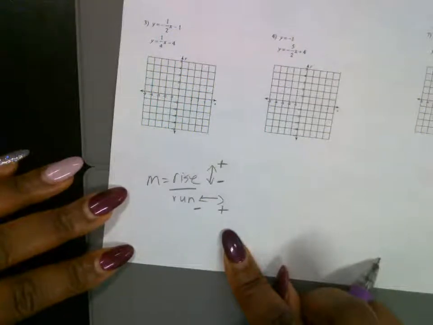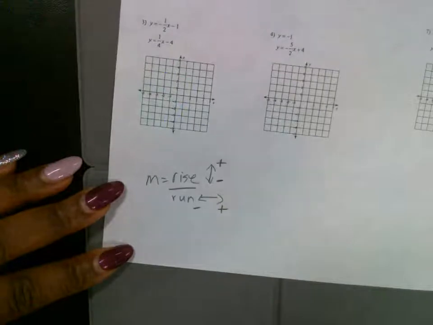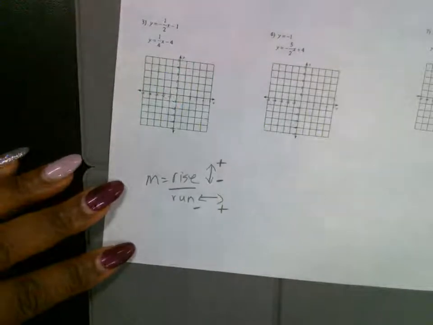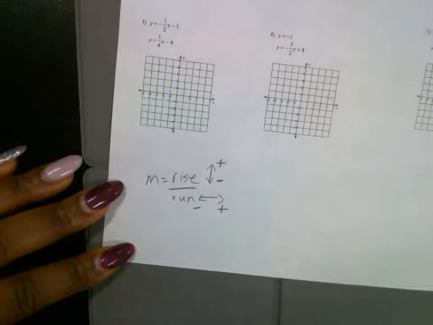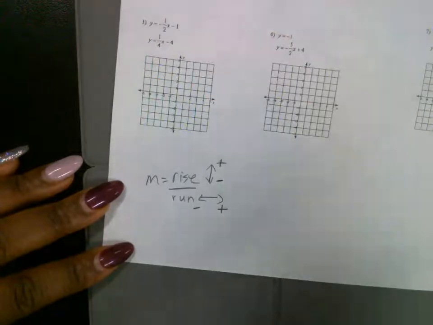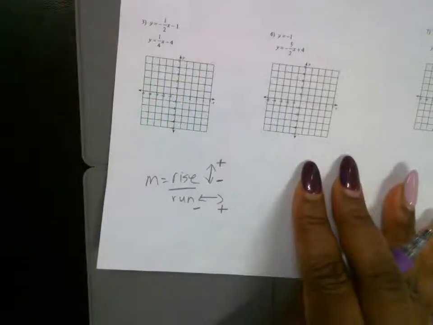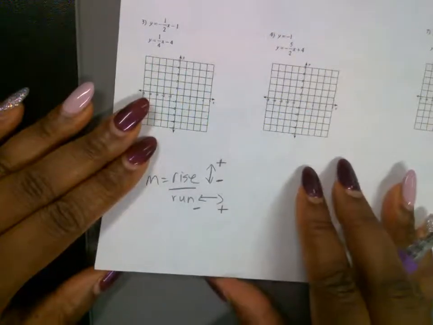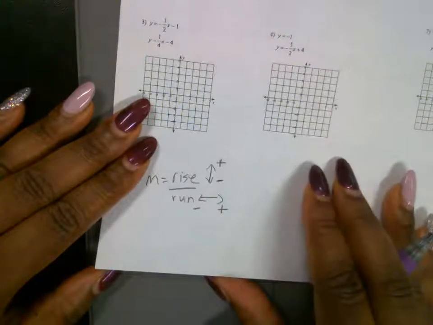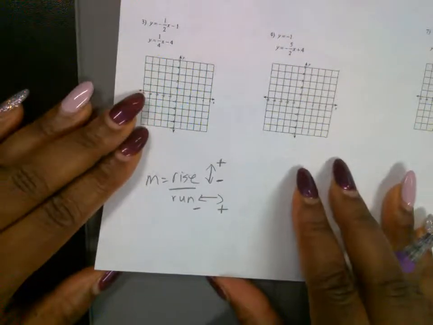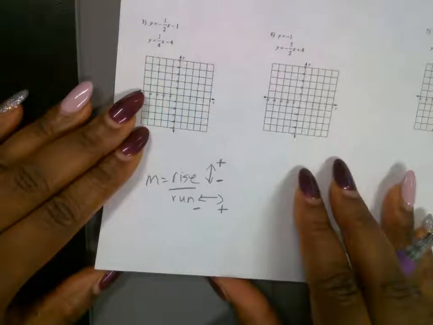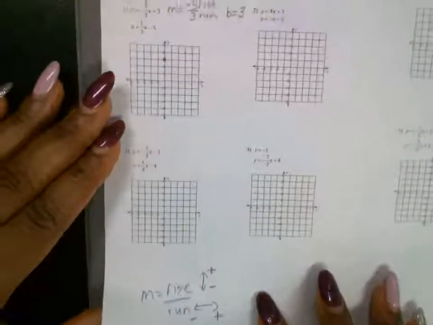That way you can remember. Rise, up, down. Run, left, right. You run either to the left or to the right. Your rise means either up or down, okay? All right, here we go.